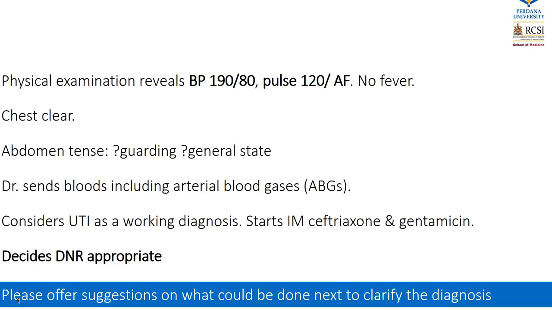The A&E doctor sent bloods to the laboratory for urgent analysis, including arterial blood gases. This doctor considered a urinary tract infection as a working diagnosis and started intramuscular antibiotics. Given the background history of the dementia, etc. for 7 years and being uncommunicative, he decided that a do not resuscitate order should be approved. Please now comment on what should be done next.